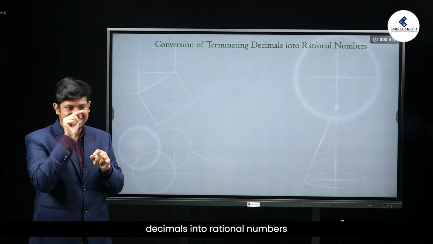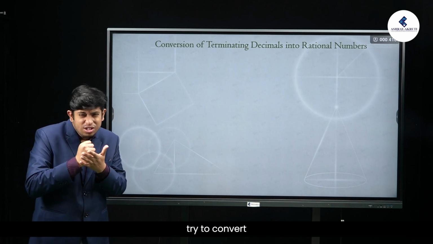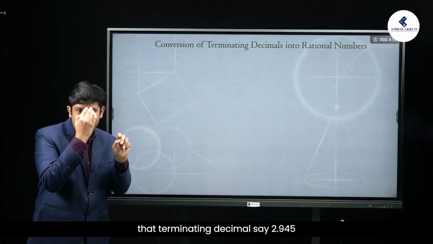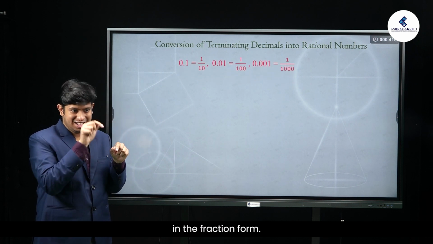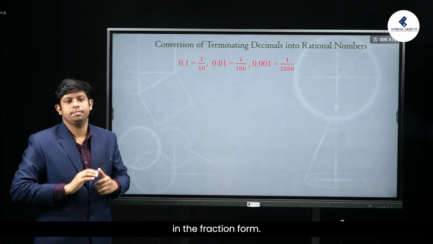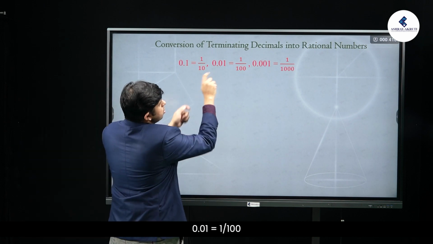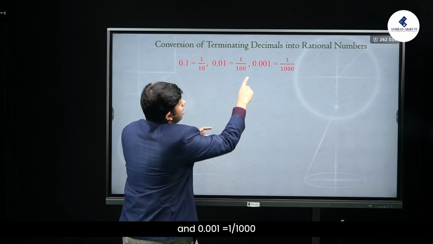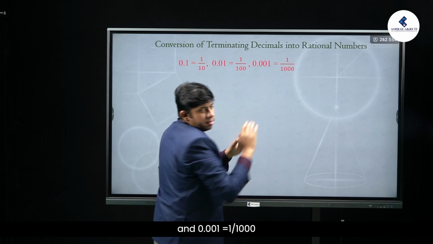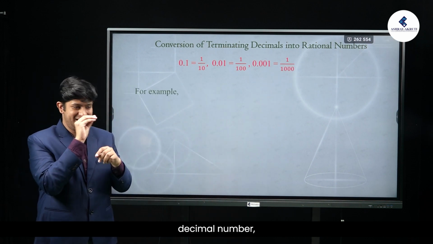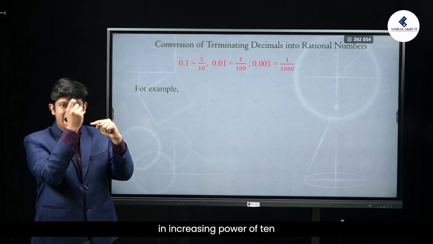Conversion of terminating decimals into rational numbers. Let us now try to convert a terminating decimal, say 2.945, as a rational number in the fraction form. You know that 0.1 is equal to 1 by 10, 0.01 is equal to 1 by 100, and 0.001 is equal to 1 by 1000. That is, in any decimal number, each digit after the decimal point is a fraction with a denominator in increasing powers of 10.